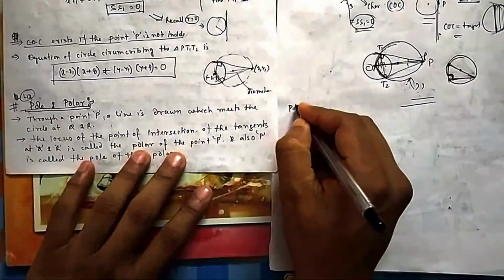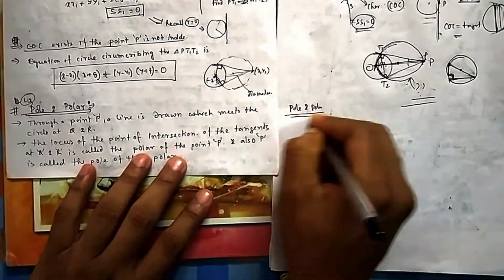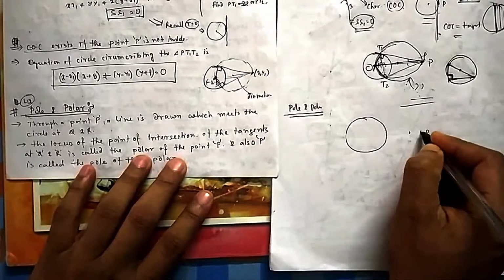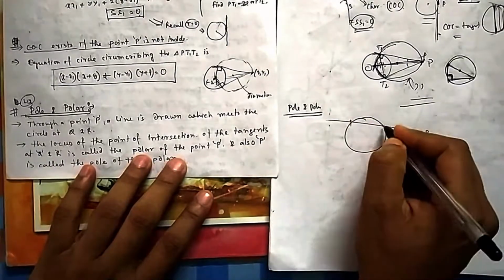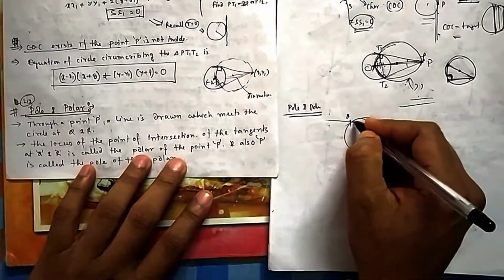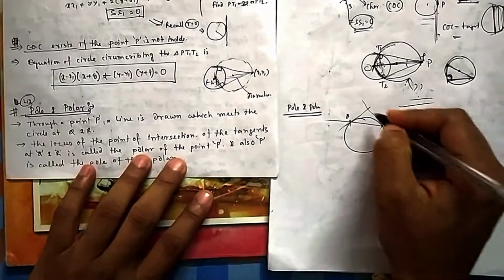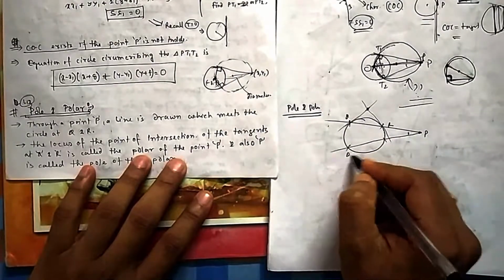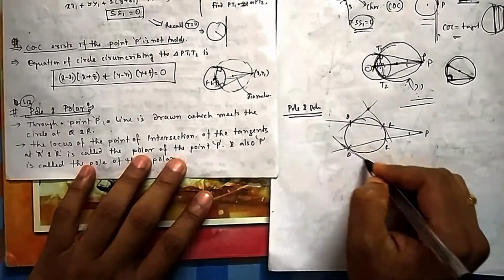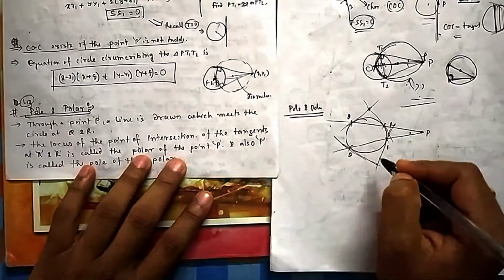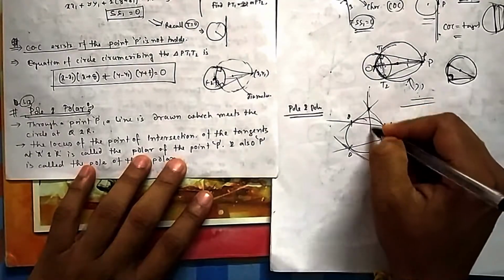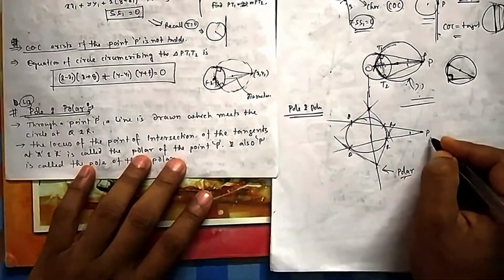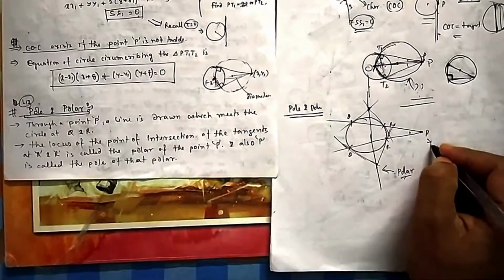Okay, the next topic is pole and polar. So what is pole and polar? Suppose from an external point P you draw a line which cuts the circle at 2 points Q and R, and through Q and R you draw tangents, and these tangents intersect at a point. You can draw other lines also which cut at Q and R, and here also you can draw tangents. The locus of the intersecting points of these tangents will be a straight line, and this is known as the polar. This is the polar of this point, and this point is known as the pole.